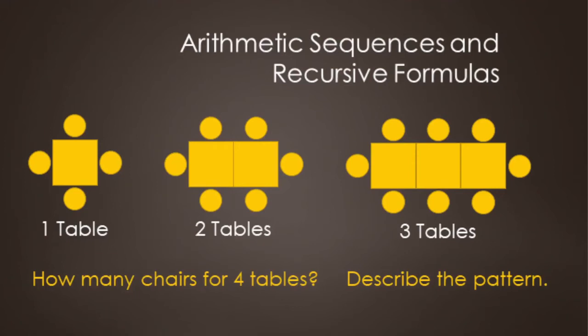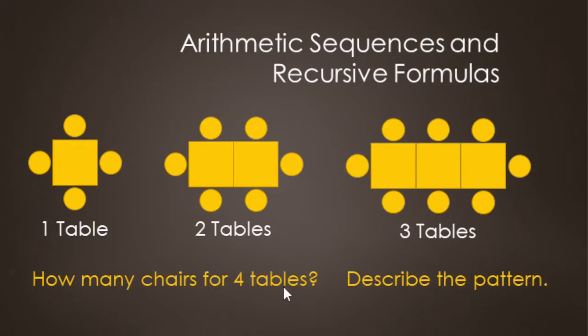Alright, so in this video we are going to be going over arithmetic sequences and then using recursive formulas with those. So quick setup here. Basically, the squares are tables and the circles going around are chairs. With one table, there are 4 chairs around. With 2 tables, 1, 2, 3, 4, 5, 6, going all the way around. With 3 tables, there'll be 8 chairs, right?